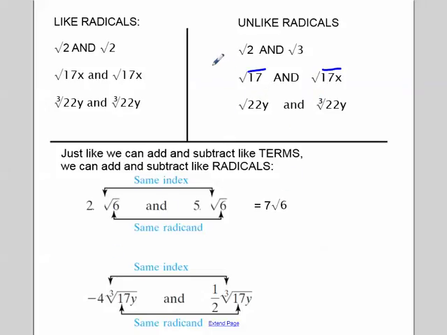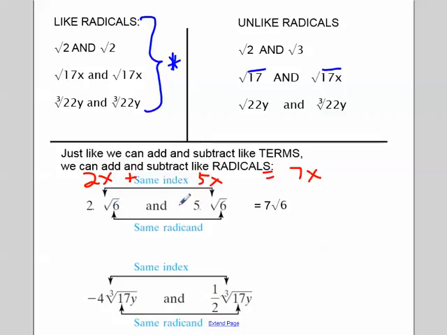All right. So we know what a like radical is and an unlike radical is. So these are like radicals, and we're going to move forward with adding and subtracting them. And how do we do that? It's the same idea as working with like terms. If I had 2x and I had 5x and I wanted to add them, could I add them? Yep, they're like terms, so I can add them by saying 2 plus 5 gives me 7x. Same idea holds true for radicals. If I've got 2 square root of 6 and 5 square root of 6.